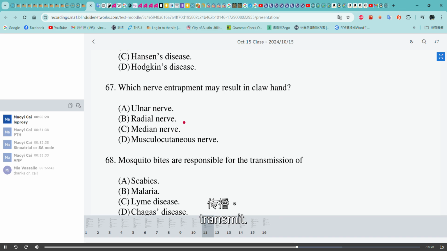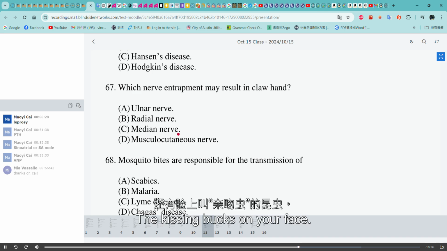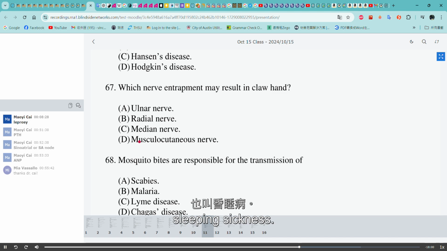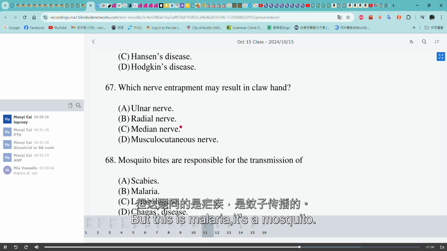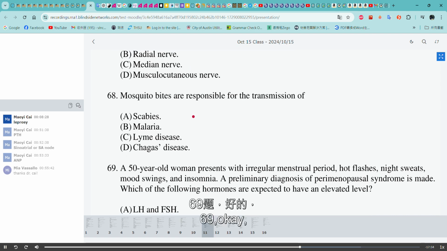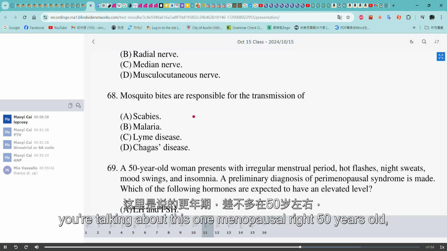68. Mosquito bite transmit what disease? Well, malaria, you know that, right? Scabies is the mites. Lyme is the ticks. Chagas disease is the kissing bugs on your face, and then when you're sleeping, right? Tsetse fly, that's what they call sleeping sickness. But malaria is mosquito. You're not going to miss it. B.